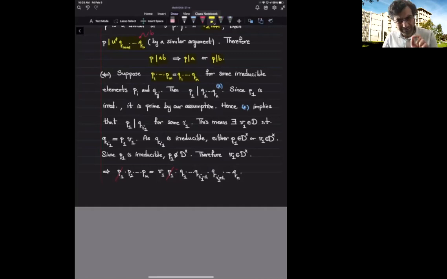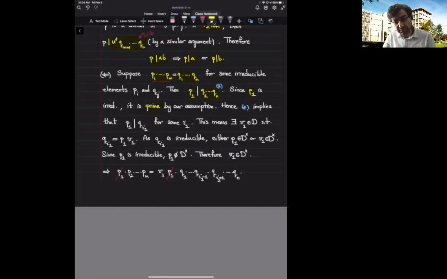Okay, let's make it slightly more formal. P sub 1 divides the product on the left-hand side. Therefore, it divides the product on the right-hand side. So P sub 1 divides the product of Q sub i's. But P sub 1 is irreducible, and by our assumption, every irreducible is supposed to be prime. So P sub 1 is prime. When a prime element divides a product of elements, it should divide one of them. That's essentially the definition. We wrote it for two factors, but you can deduce it for multiple factors.